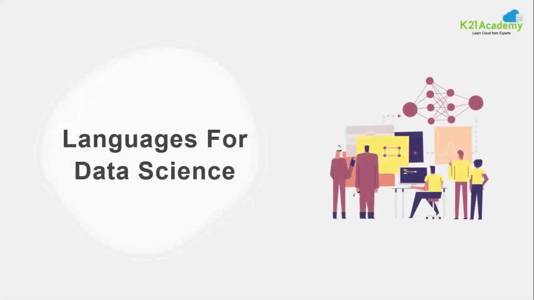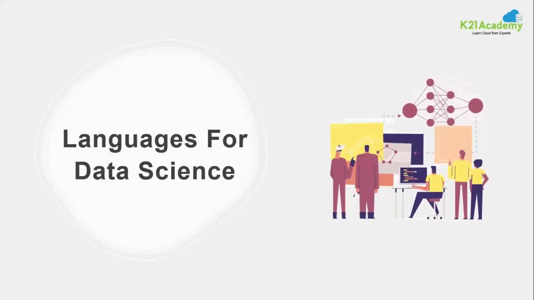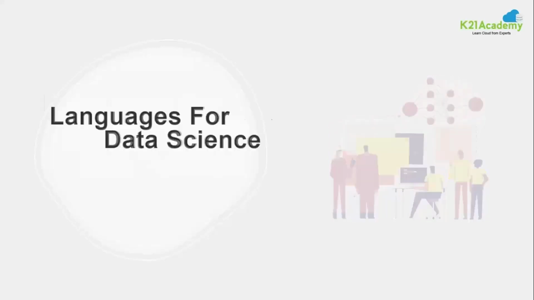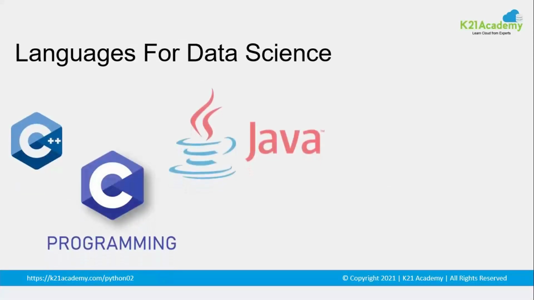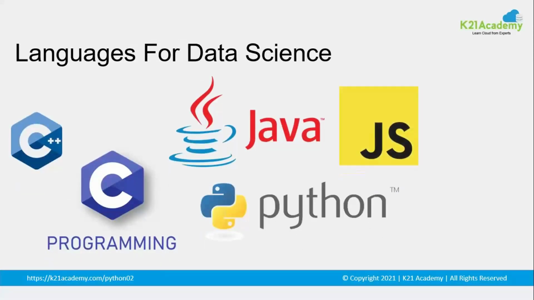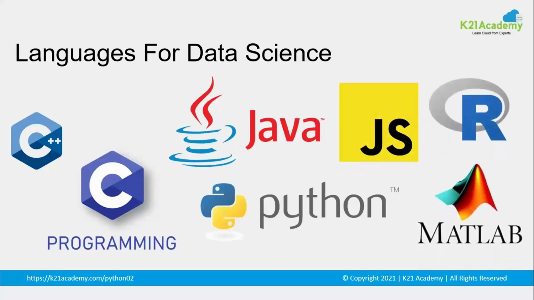Alright then guys, moving on to the next question. What are the different types of languages that you can work with in data science? People usually have this conception that there are only two languages you can use for data science. But data science being a booming technology, every language has some support for it. So let's see some of the languages here. Some of the languages can be C++, then we have C programming, Java, Python, JavaScript, R, and MATLAB.